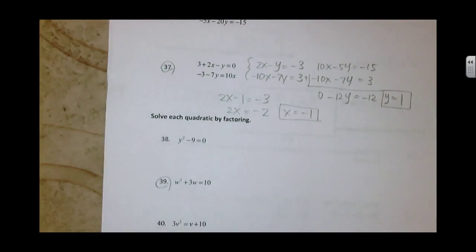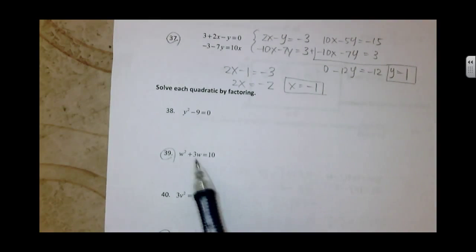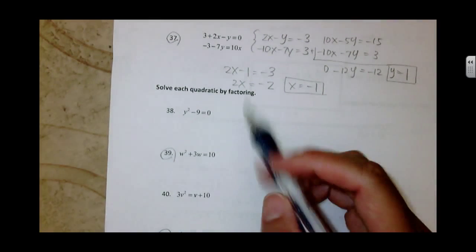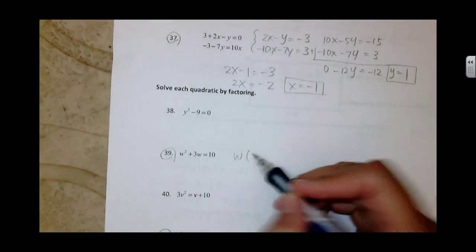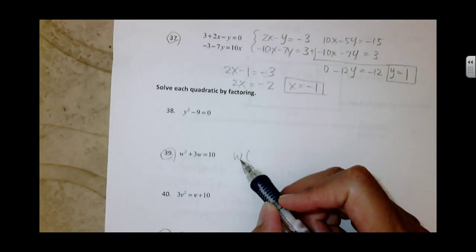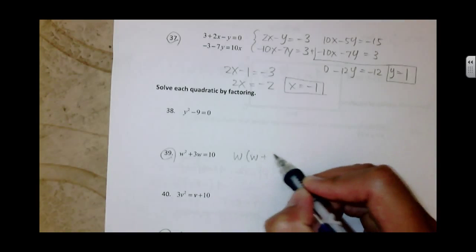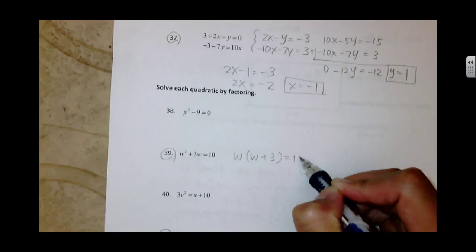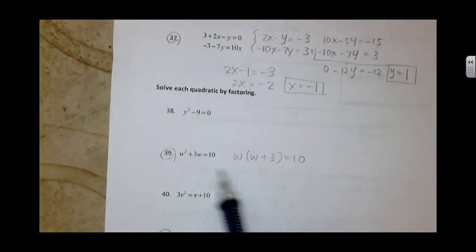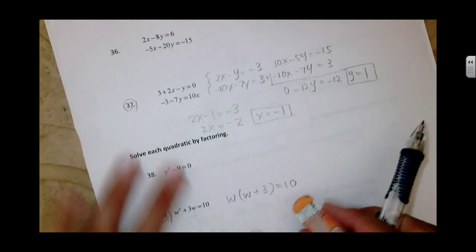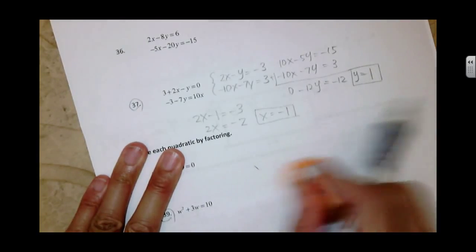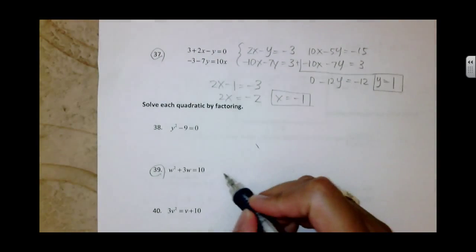Okay, number 39. Solve each quadratic by factoring. Okay, so there is a w here and there's a w here. So let's factor w out, and there's 1w, and then 3 left, equals 10. Actually, I'm sorry. You can't solve this this way. You have to actually factor this, so we have to make the other side equal 0. So let's scratch that, and let's do this one.